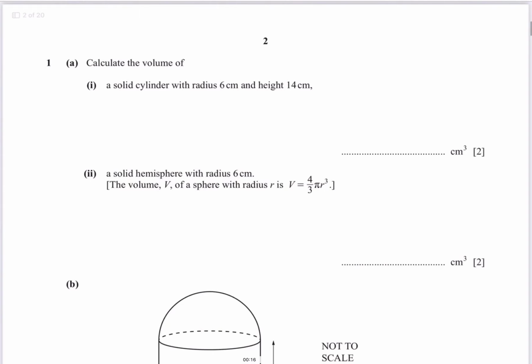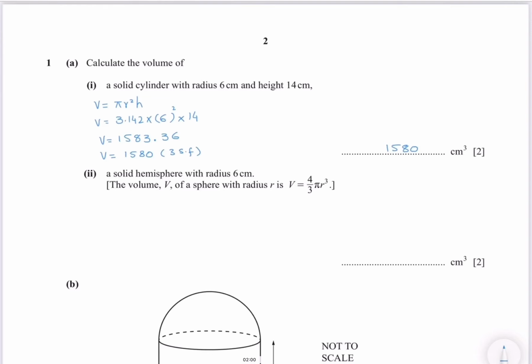So, this is a simple question. You just put the values in the formula of volume of a cylinder, which is pi r squared h. So pi is 3.142, radius is given, 6 squared, and h is given, 14. Just use a calculator and find out its volume. Write it in 3 significant figures. 1580 is your answer.